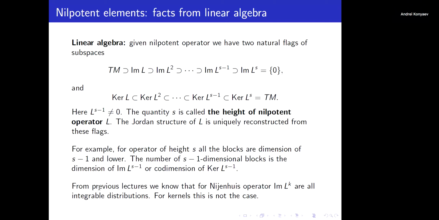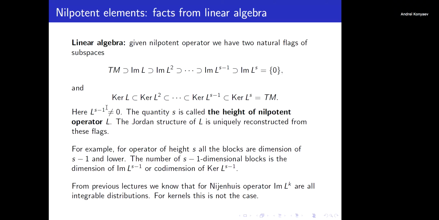What is a nilpotent operator? A nilpotent operator is some operator such that if you take it to some power, it is 0, right? The smallest power in which it is 0 is called the height of the nilpotent operator, S. So it means that L to the power S minus 1 is not 0, but in the power S it is already 0. So you have two natural flags of subspaces.